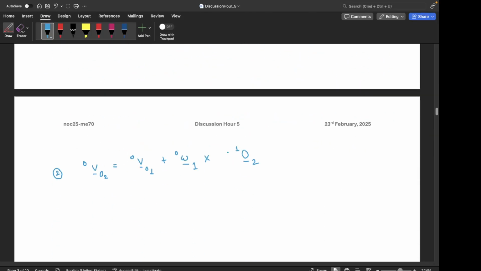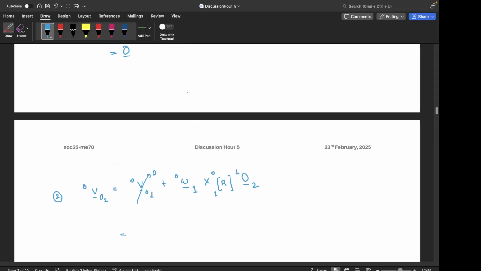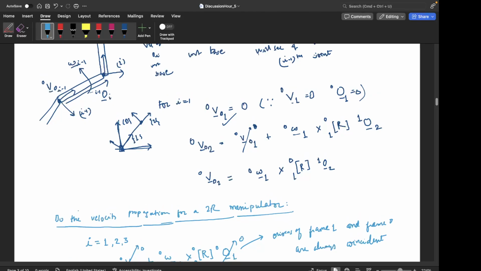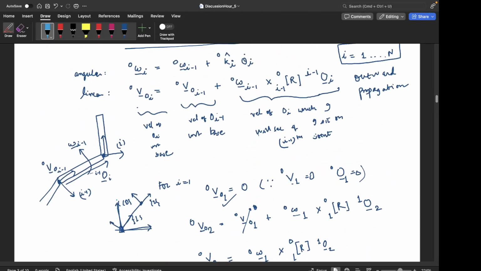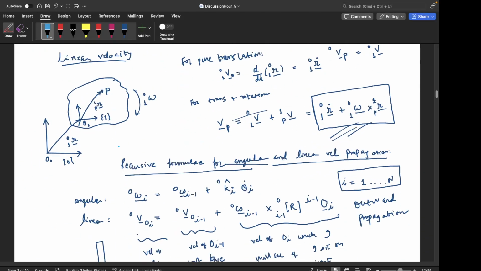Since we are writing it in frame 1, we need to convert it to make it consistent with the other terms, so 1 to 0, right? Now this is 0 as we derived here, so that part is gone. Now what is the angular velocity of link 1 in the base frame? So this link is rotating about the z axis of the base frame with angular velocity theta 1 dot, right?